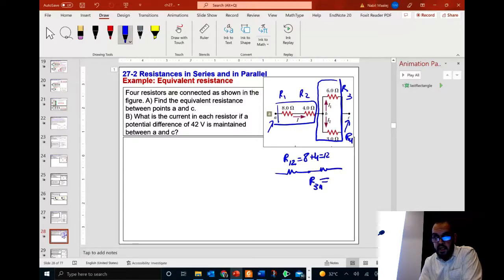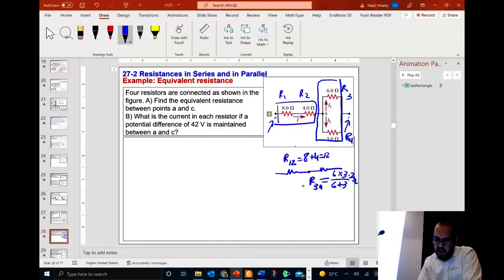And I can combine R3 and R4, and let me call it R3,4. Since they are in parallel, the product divided by the sum is the equivalent resistance. 3 times 6, 18. 18 divided by the sum, which is 9, so that will give me 2 ohms. So this is what I have done: I did 6 times 3 divided by 6 plus 3, so this is 2 ohms.